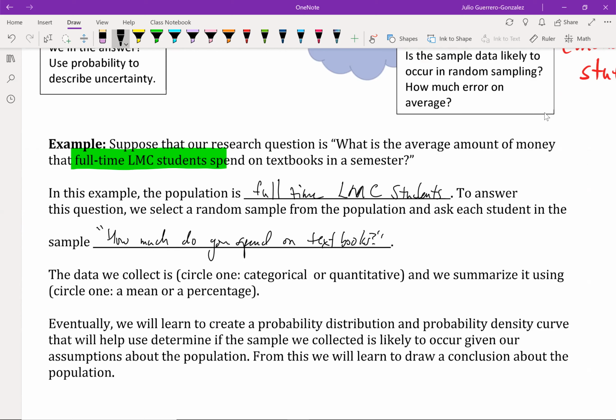How do you actually measure all this stuff? The data that we collect, is it categorical or quantitative? Quantitative, because it's money, an exact amount. It's a number, particularly one that we can find an average for. So which one are we going to use to summarize our findings, a mean or a percentage? A mean. We're going to be measuring how far away certain people are from a mean, right? Got it?